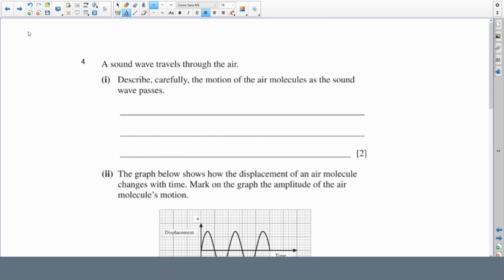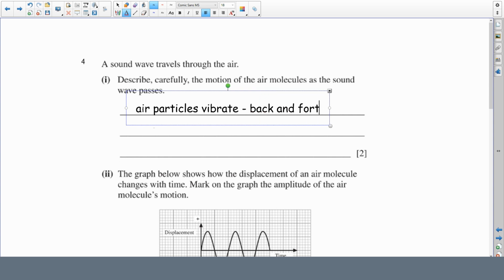Question 4. A sound wave travels through the air. Describe carefully the motion of the air particles as the sound wave passes. Okay, so what we want to first of all say is that when we're talking about the movement of anything, really, we're talking about vibration. So you want the word vibrates in here. So the air particles are going to vibrate. And how are they going to vibrate? They're going to vibrate back and forth, or side to side, or something along those lines. The idea is it's a forward backwards kind of motion.